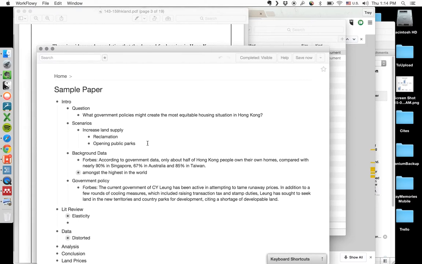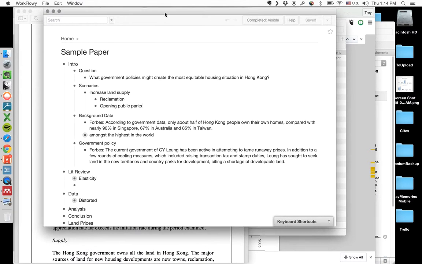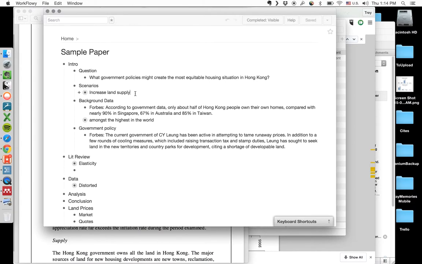Public, not government. Open public parks. What else are they also talking about? Those are the two bugs, big ones. Why increase land supply?